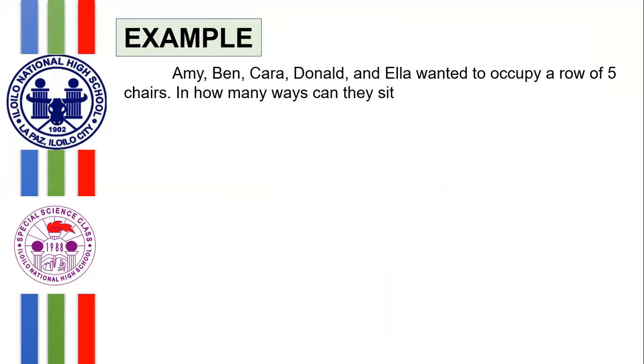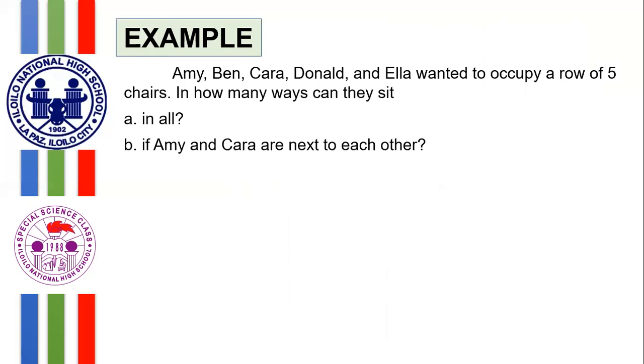Now, let's have an example. Amy, Ben, Kara, Donald, and Ella wanted to occupy a row of 5 chairs. In how many ways can they sit? A. In all? B. If Amy and Kara are next to each other, meaning they are beside each other, and no one is between them. C. If Amy and Kara are not next to each other.